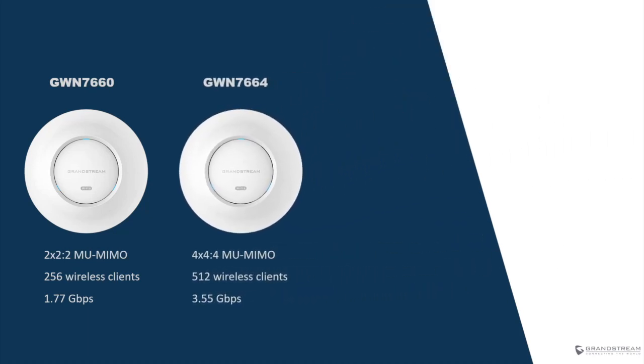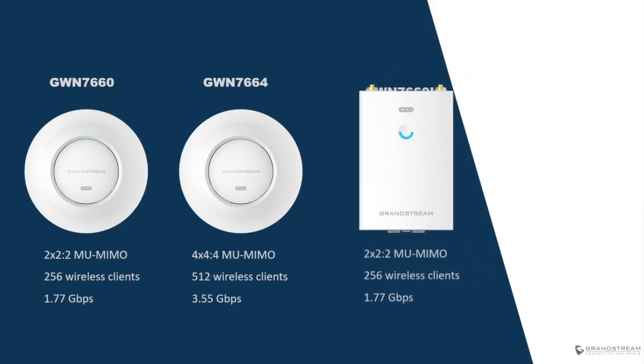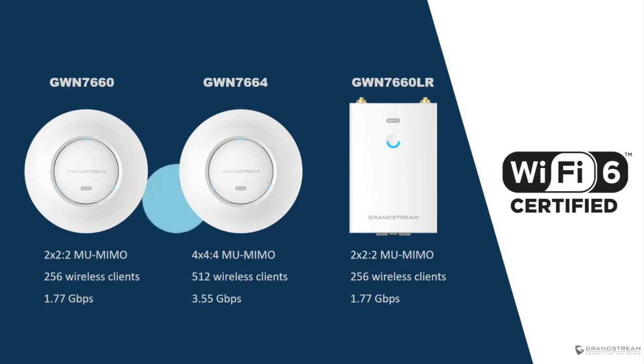Next is the outdoor access point, GWN 7660LR, equipped with 2 antennas, and it provides a wireless throughput of 1.77 gigabit per second. All Grandstream Wi-Fi 6 capable access points are Wi-Fi 6 certified, and there are new models that will be released soon, including GWN 7664LR with 4 antennas.